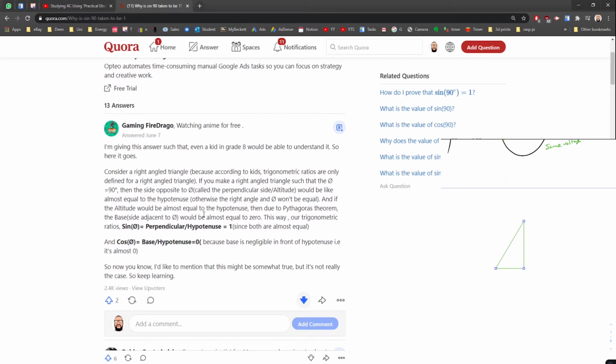Anyways, and if the altitude would be almost equal to the hypotenuse, then due to Pythagoras' theorem, the base side adjacent to theta would be almost equal to 0. This way, our trigonometry ratio, sine is equal to perpendicular over hypotenuse. Sine is done by, right? You use opposite over hypotenuse. Why is he talking about perpendicular? That's frustrating. Anyways, this way, our trigonometry ratio, sine is equal to perpendicular over hypotenuse is equal to 1, since both are almost equal. I think I did a video on this, but I forgot.